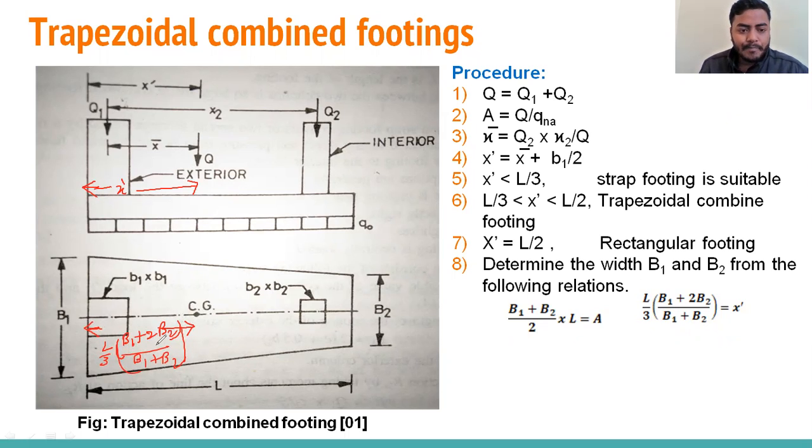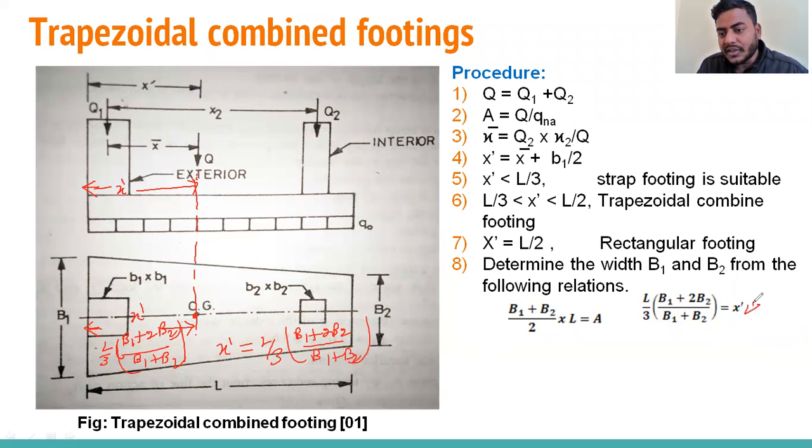Always remember, when you multiply by 2 into B2, it means the distance of CG will be from B1. If you do 2 B1 plus B2, the distance of CG is from B2. So now I have multiplied 2 times into B2, so the distance will be from B1. That is how you can remember. To get the uniform pressure distribution, this CG should be on this line, so this distance will also be x dash. So we can write x dash is equal to L by 3 into (B1 plus 2 times B2) by (B1 plus B2).